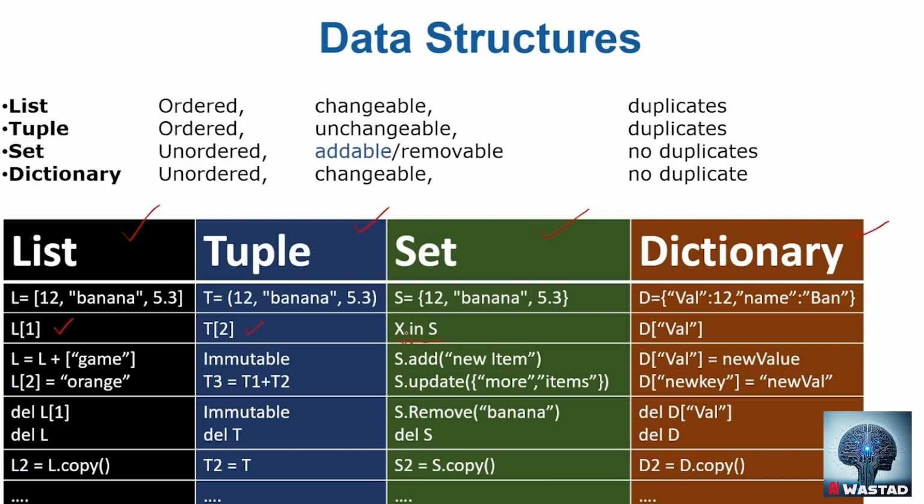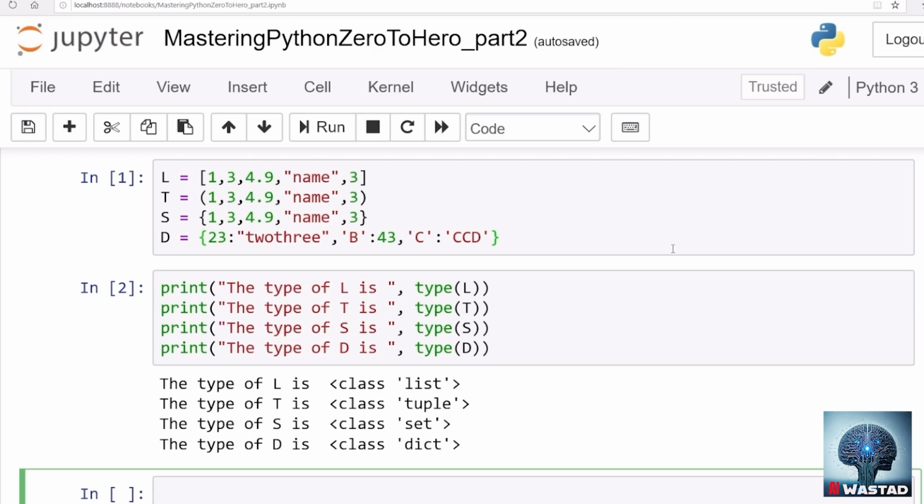But you can check whether a particular element is there in the set or not using the in keyword. In a dictionary, if you want to access the value for a particular key, you just write the dictionary variable name and then write the key, and it will return the value. Okay, so let's practice this in Jupyter. So let's say list value at index 1. So let's print this list at index 1.